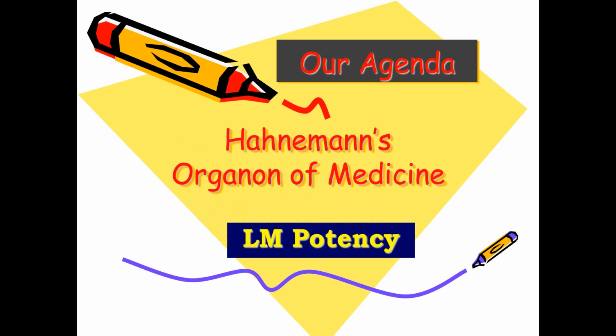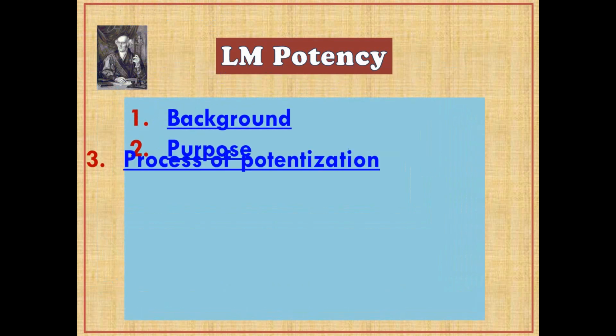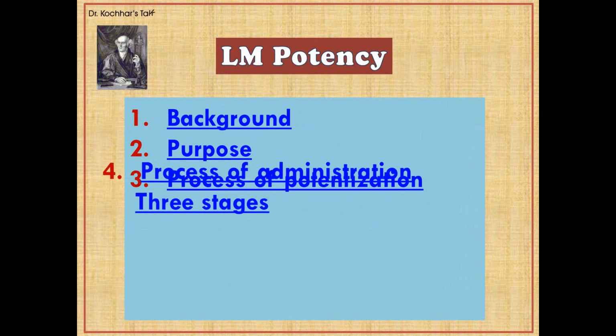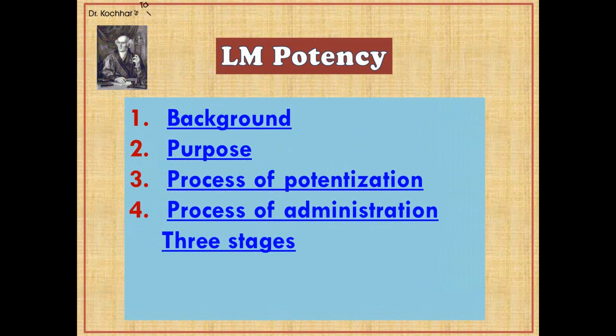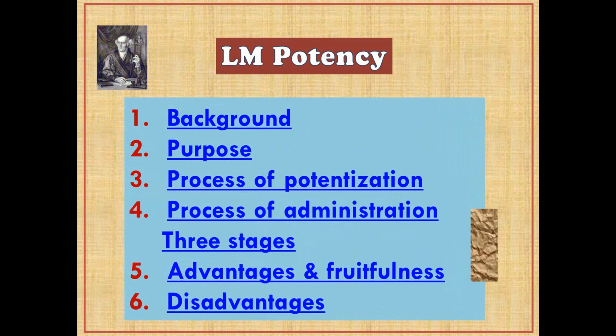That is why instead of writing a long 50 millisiemens and getting your spelling tested, it is very good to write LM potencies. I was fond of writing the complete 50 millisiemens potencies. I have now stopped that. I write LM potencies. Now LM potencies we shall study today under these many heads, as you can see: background, purpose, process of potentization, process of administration and the 3 stages therein, then advantages and fruitfulness and disadvantages.